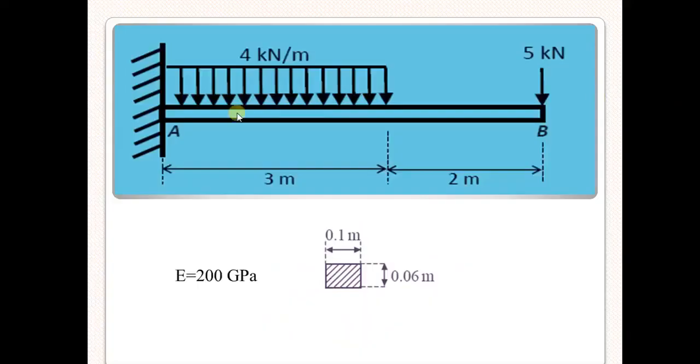The cantilever beam is loaded by a point load of 5 kN at the free end and also has a UDL of 4 kN per meter. The beam has a total span of 5 meters. The cross section of the beam is rectangular, with dimensions 0.1 meter by 0.06 meter, and the value of E is 200 GPa.